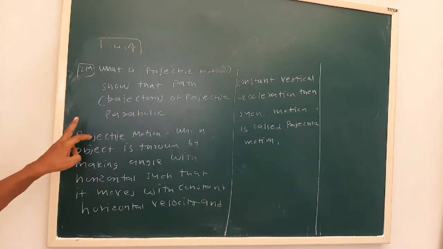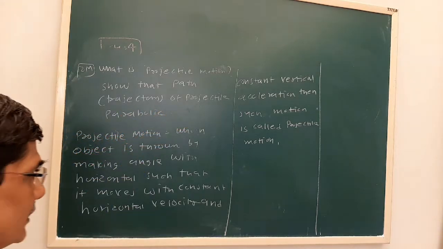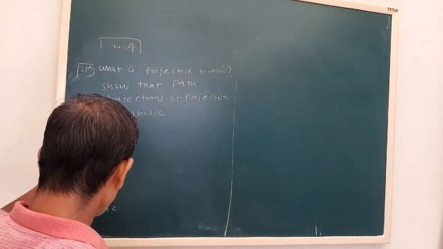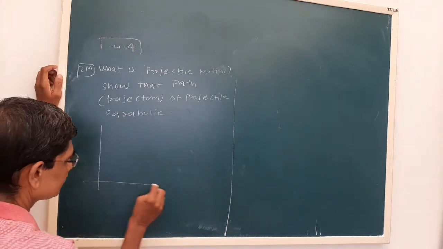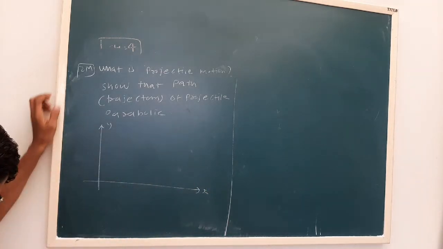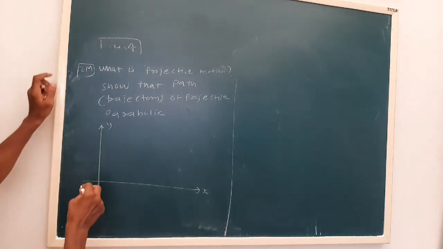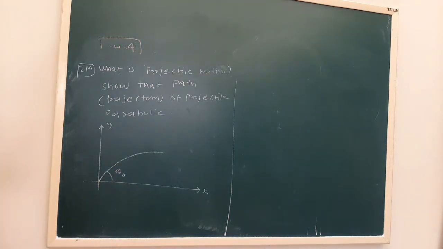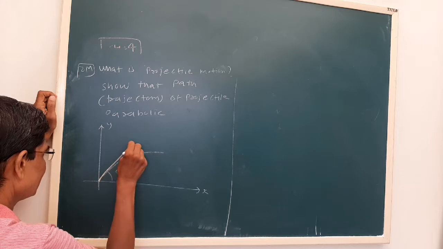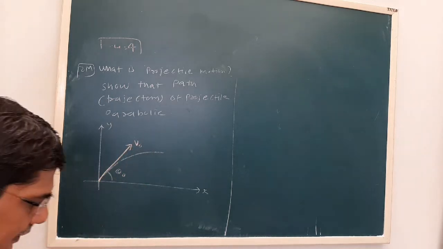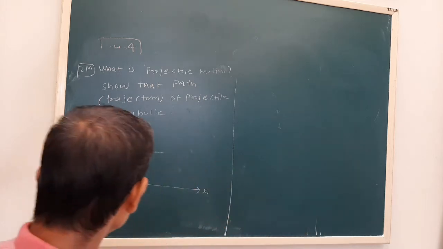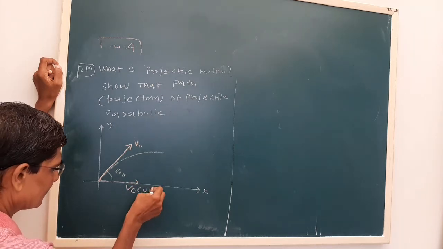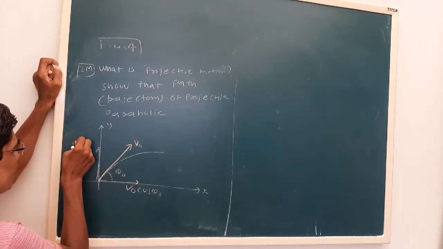Now we have to show that the path or trajectory of a projectile is parabolic. Here we consider two-dimensional motion. Now see, let us say the body is thrown like this. Say the angle made with the horizontal is theta. Let us say it is projected with initial velocity v0. Now what is the x component? It will be v0 cos theta.